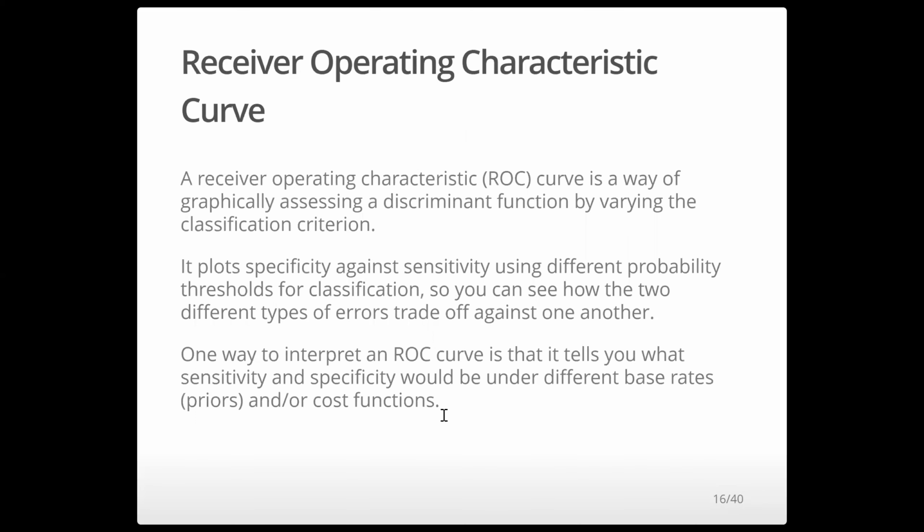A receiver operating characteristic curve is a way of graphically assessing a discriminant function by varying the classification criteria. So what it does is it plots specificity against sensitivity using different probability thresholds for classification, so you can see how the two different types of error rates trade off against one another. So one way to interpret the ROC curve is that it tells you what sensitivity and specificity might be under different base rates or priors and or different cost functions.